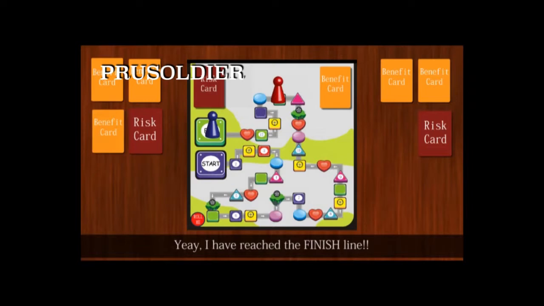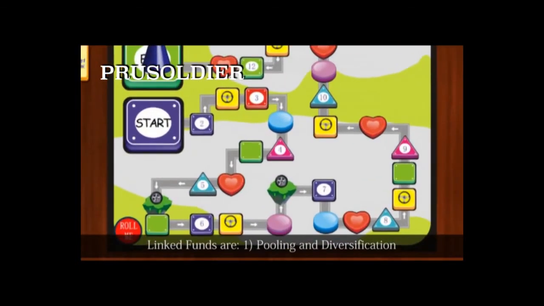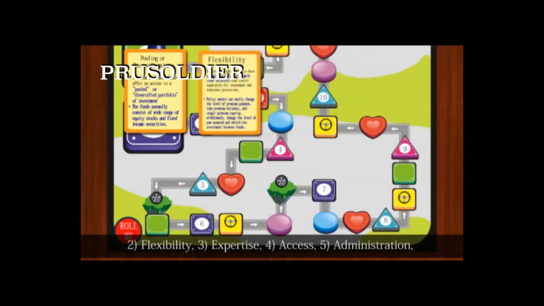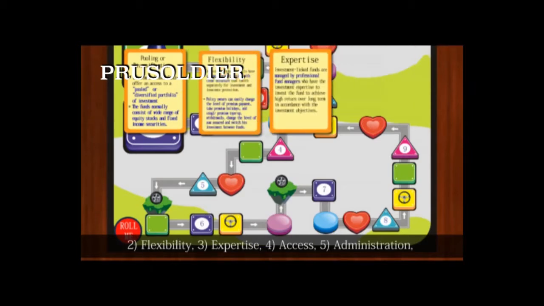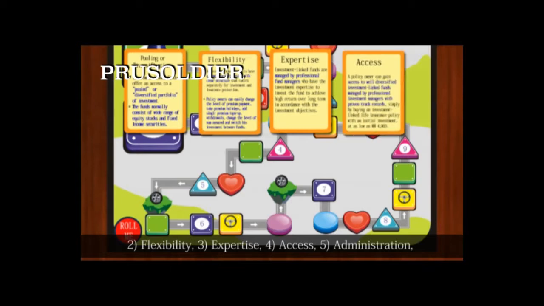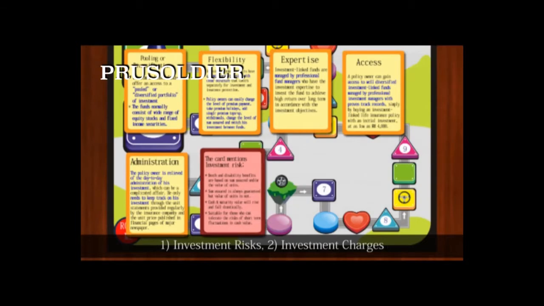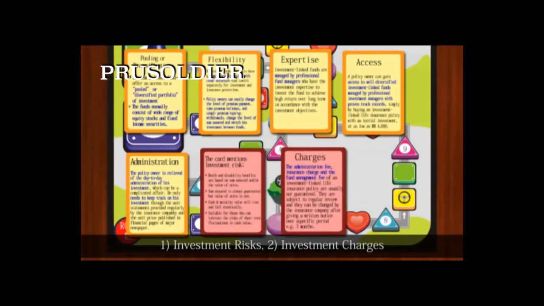Yay! I've reached the finish line! Let's see the cards we've collected in this game. We've collected 5 benefit cards and 2 risk cards. The benefits of investing in investment-linked funds are 1. pooling and diversification. 2. Flexibility. 3. Expertise. 4. Access. 5. Administration. The risks of investing in investment-linked funds are 1. Investment risks. 2. Investment charges.